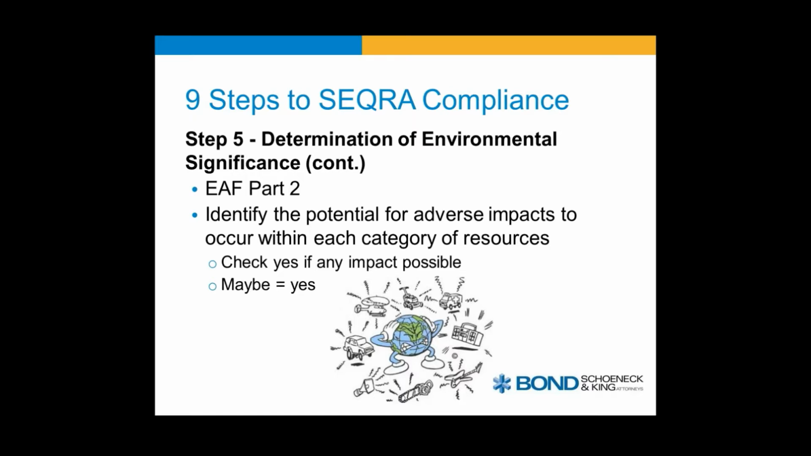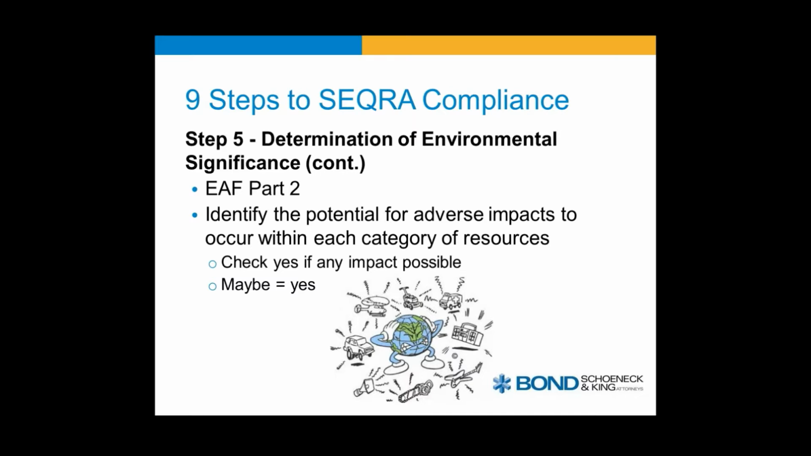And so Part 2 of the EAF identifies the potential for adverse impacts to occur within each category of resources. So on the full environmental assessment form, there are 18 categories that range from air, surface water, groundwater, transportation, community character, community plans, historic resources, archaeological resources, agricultural land. And then under those larger categories, there are a number of smaller potential impacts that should be evaluated and assessed as to whether they will be potentially moderate to large or whether there will be small or no impact.